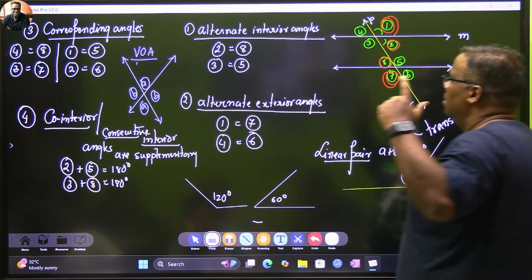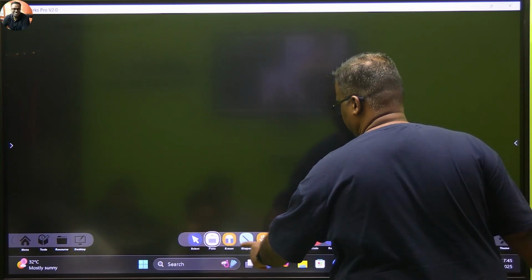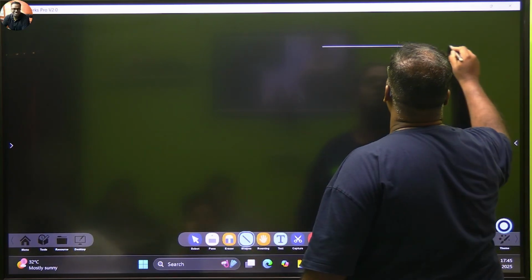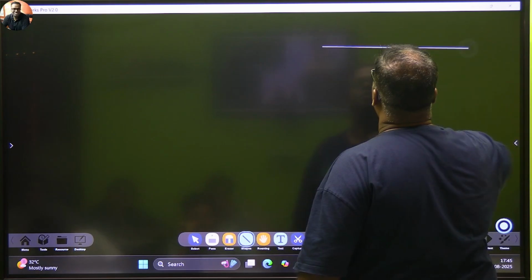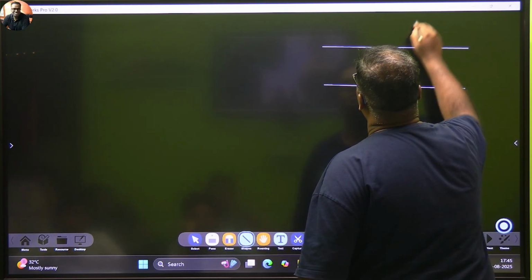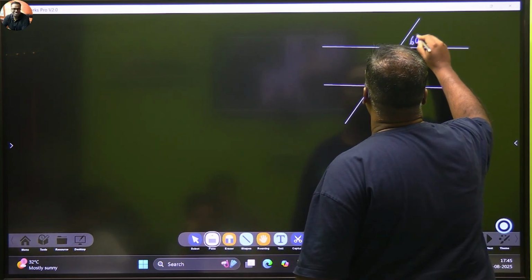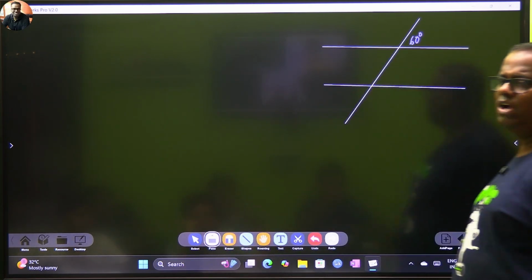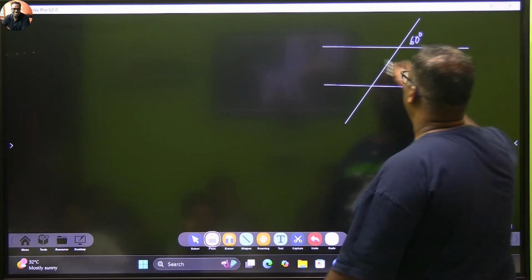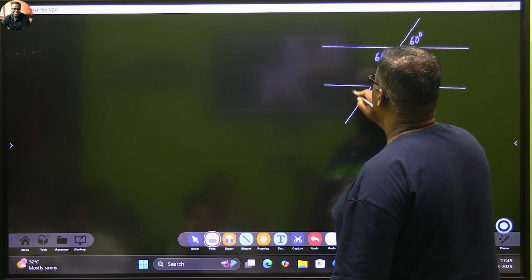Okay. So let's take one quick mental mathematics problem. So I have two parallel lines. I have a transversal like this, and say suppose this angle is 60 and somebody tells me find all angles. See how quickly you can find out. This is 60, this is 60, this is 60, this is 60, done.